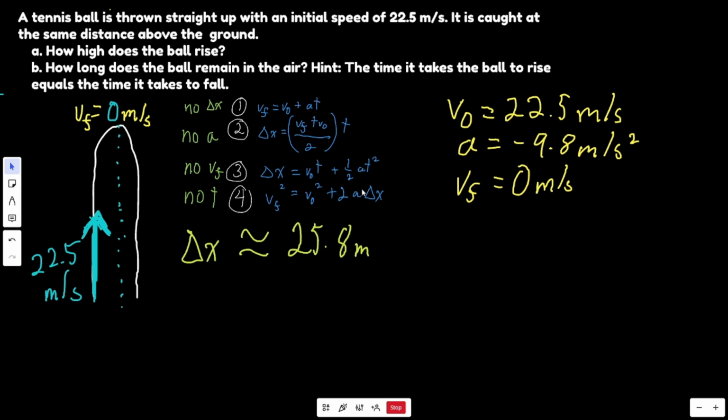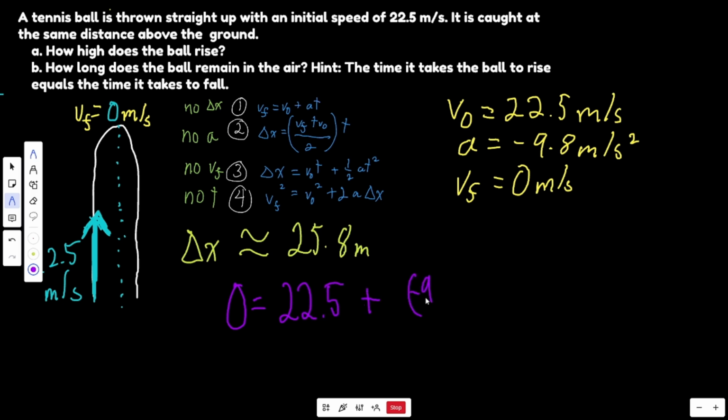Now we need to figure out the time, or how long the ball will stay in the air. As you can see, I've left a hint here: the time that it takes for the ball to rise is also equal to the amount of time it takes to fall. So we can use the simplest equation here, which is equation 1. Equation 1 is final velocity is equal to initial velocity plus a times t. Our final velocity, as we mentioned earlier, is just 0. So let's plug in 0 here. Our initial velocity is 22.5, and we're going to be adding it to negative 9.8 times t.